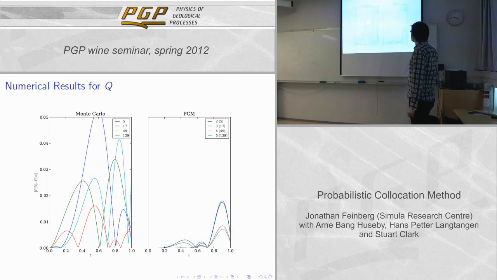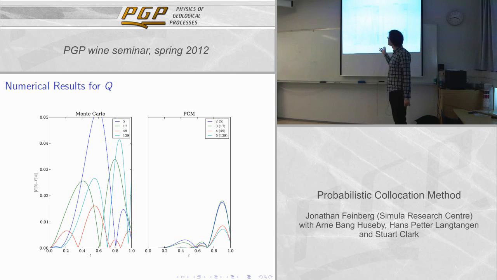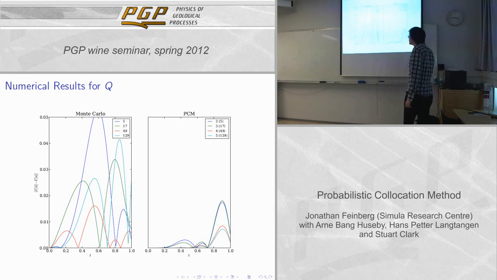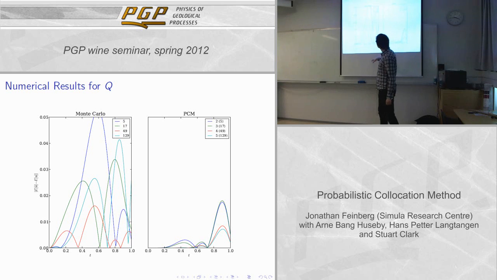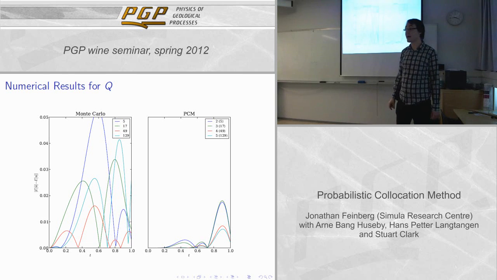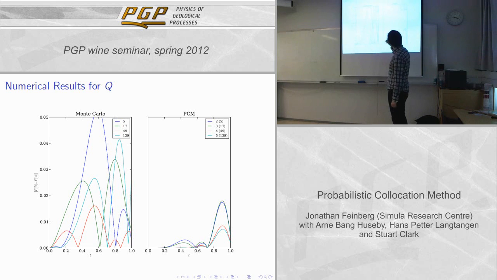And for comparison, I've done the same thing for the Monte Carlo method. I've created 5, 17, 49, and 129 samples, and then done an analysis finding out how well it does at analyzing the expected value of the model. So on the y-axis here, it's the absolute difference between the expected value of the real model, which I've calculated by hand, and the approximation, which is done by the two methods here, Monte Carlo and PCM.